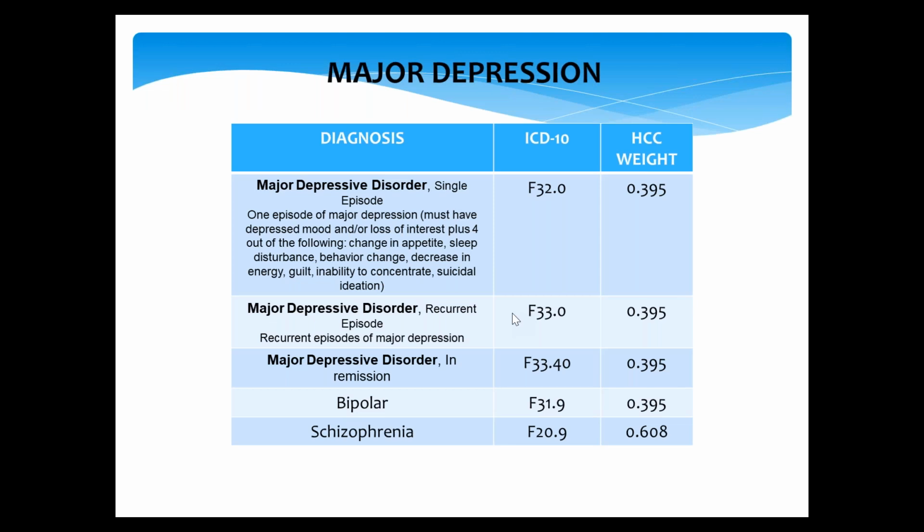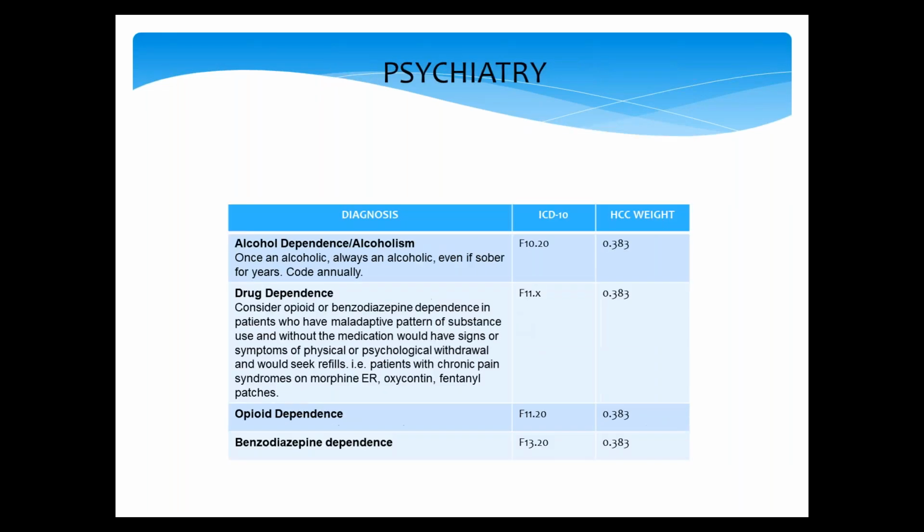So again, it shows the major diseases in psychiatric illnesses there: the major depression, recurrent, single episode, in remission, bipolar. Of course, schizophrenia, much more complicated, gets a much higher risk score.